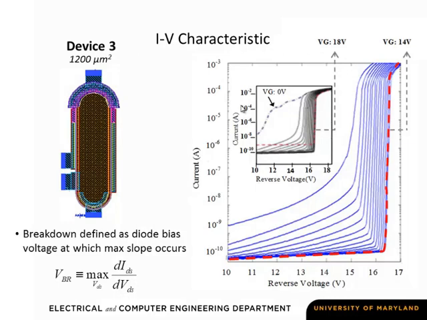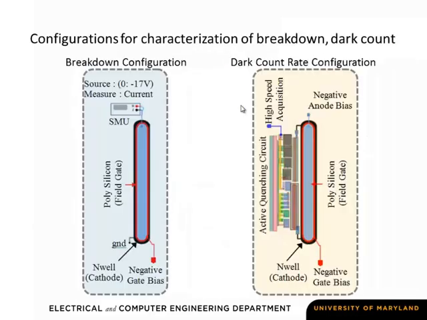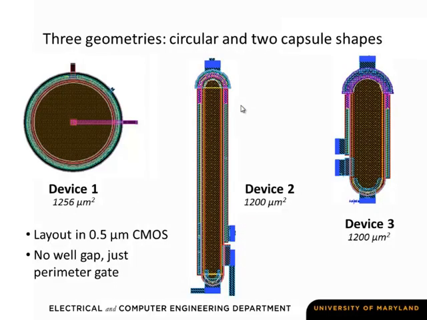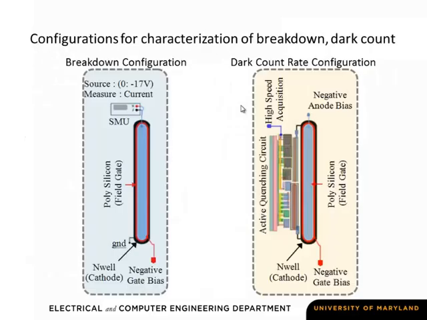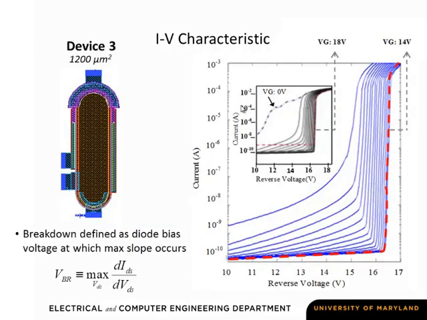Okay, so the IV characteristic, this is for not the long and skinny one, but the short fat cigar shape. This is the IV characteristic I'm showing you for device 3. The inset is the device characteristic for the original circular device. So what you can see for the original circular device is the current as a function of the voltage across the diode for different values of bias on the peripheral gate. And what you see is that at some point, once you get enough bias across the diode, you get breakdown.